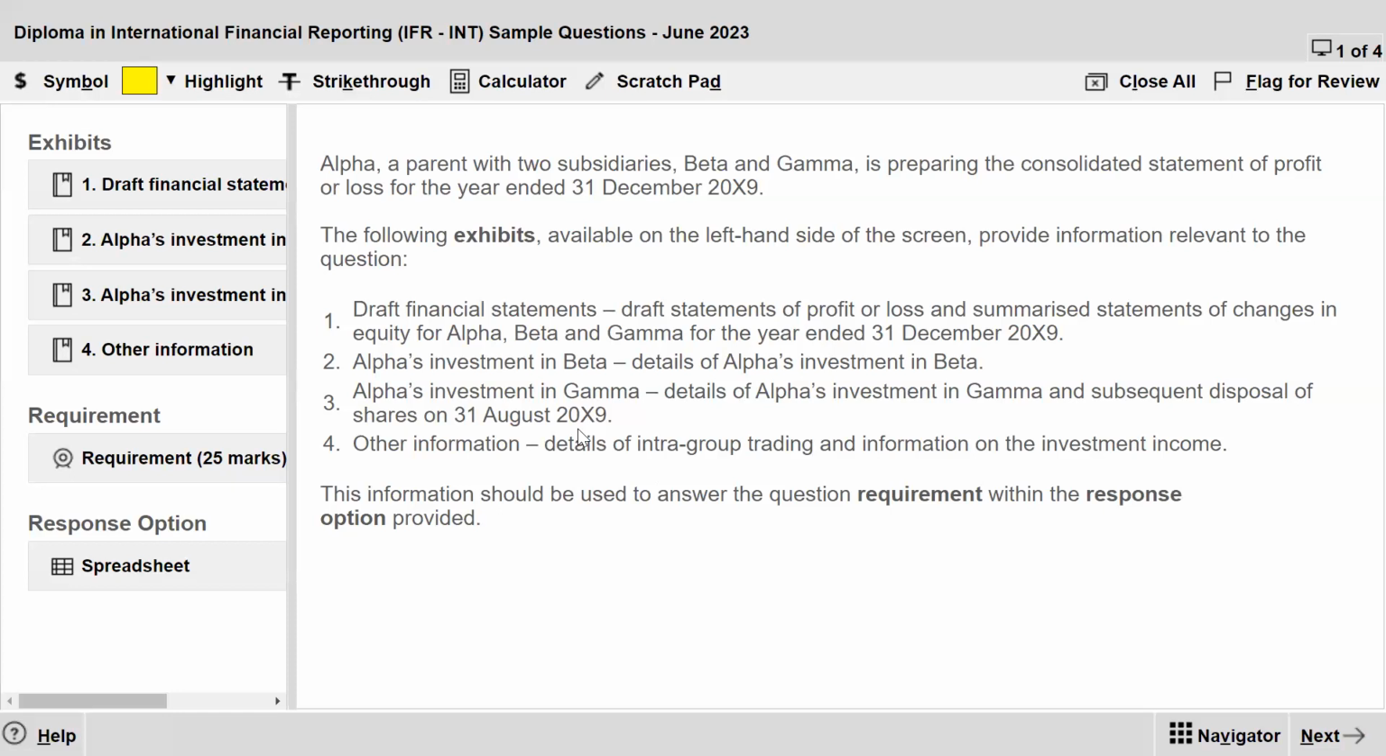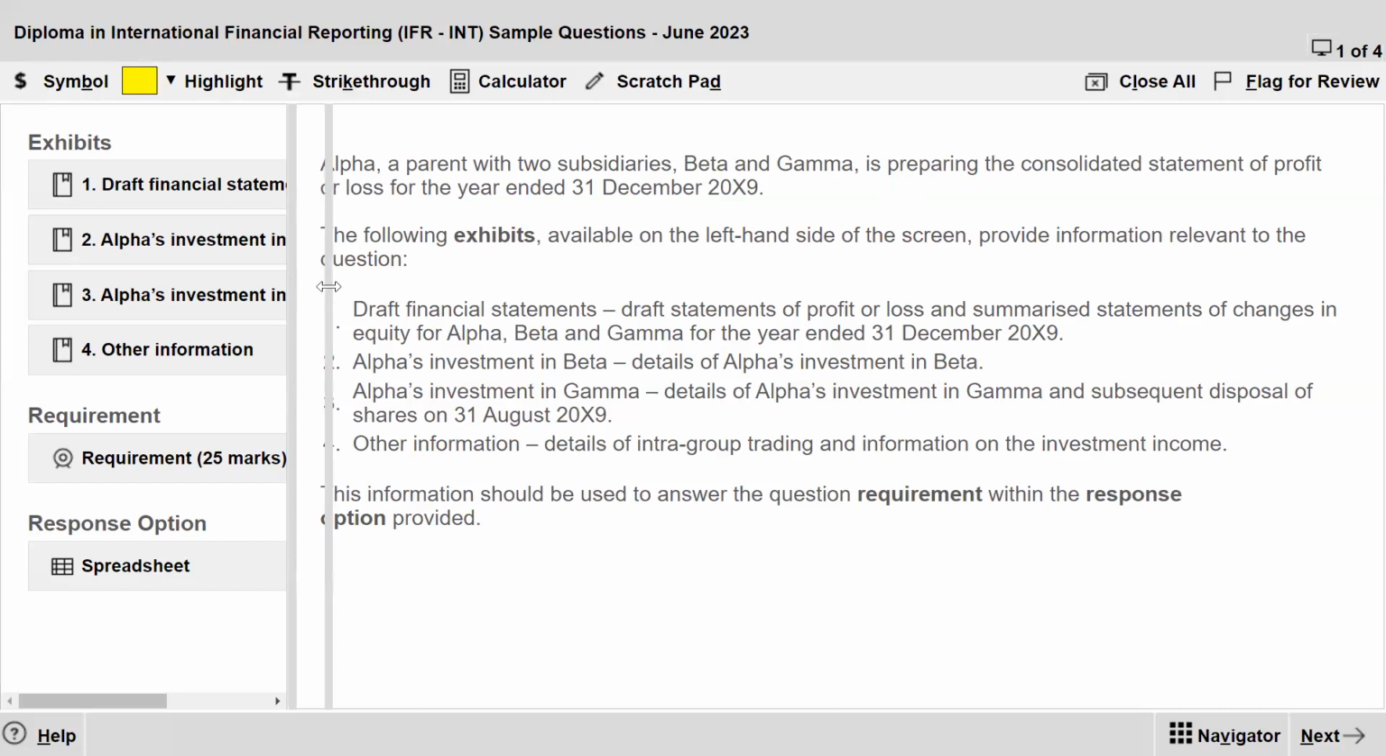The question number one is about Alpha. And what does it say? It says that Alpha, a parent company with two subsidiaries, Beta and Gamma, is preparing the consolidated statement of profit or loss for the year ended 31st December 2009. The following exhibits available on the left-hand side of the screen provide information relevant to the question.